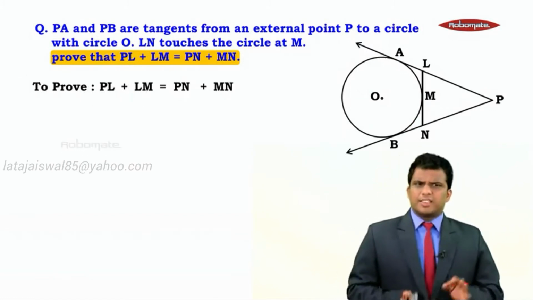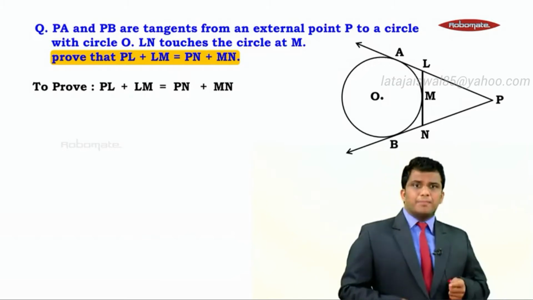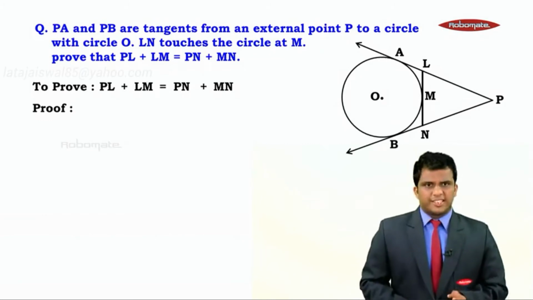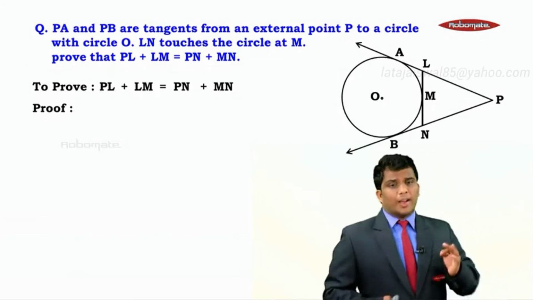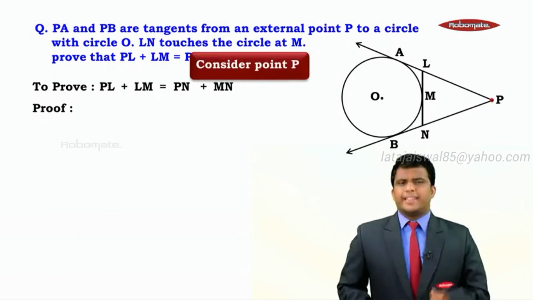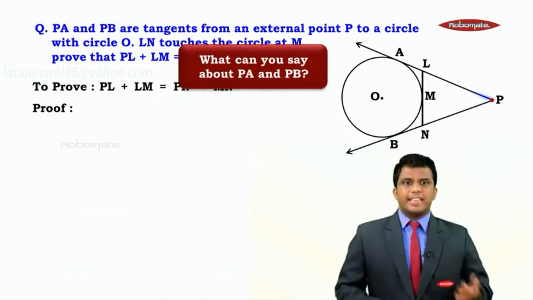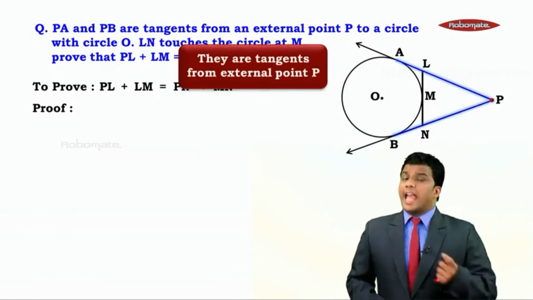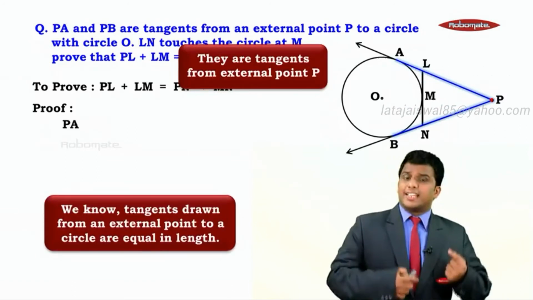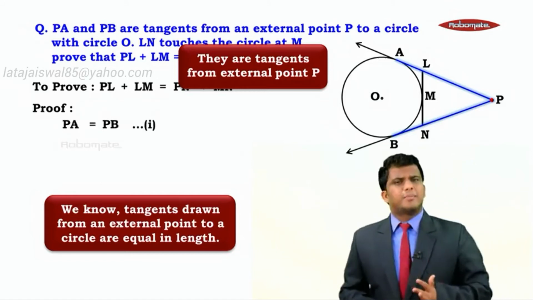Now to start with, we have three tangents to the circle. One is PA, one is PB, and one is LN. And we can also see there are three external points with respect to the circle. One is P, one is L, and one is N. Let's consider point P. Now from point P, we can see PA and PB. What are PA and PB? They are nothing but the tangents to the circle. And we know these tangents are definitely going to be equal in length. Hence we now say PA is equal to PB. Let this be result number 1.